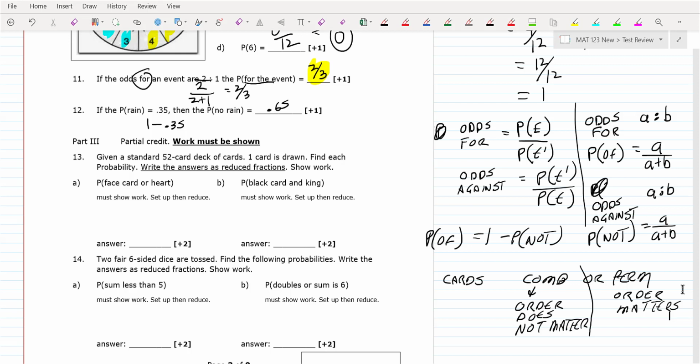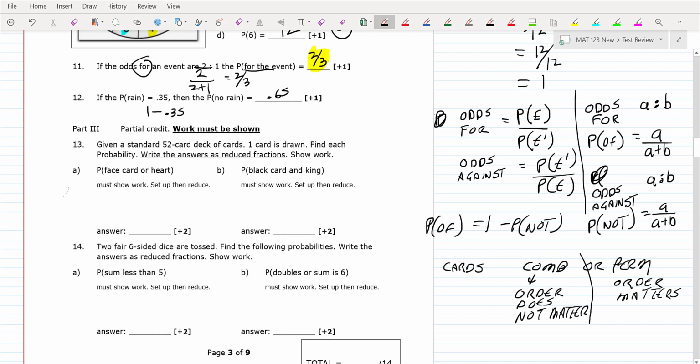To me, a good example is I've got my students here today, and I say, I'm going to pick 3 of you, and I'm going to give 3 of you a job. You're the president, you're the vice president, you're the treasurer. Order matters then. So you want to have a good example in your mind of each. Now this one we're only doing 1 card, so we don't have to worry about that so much.